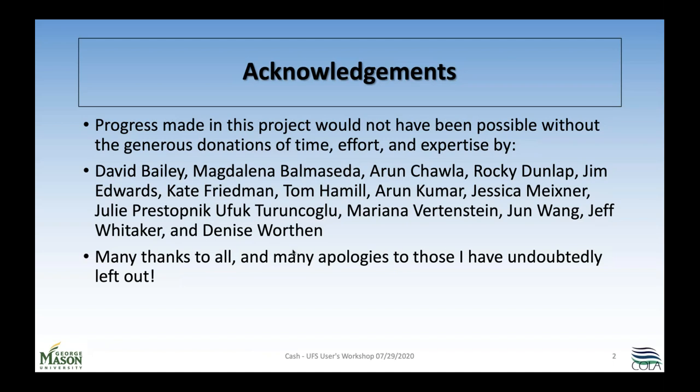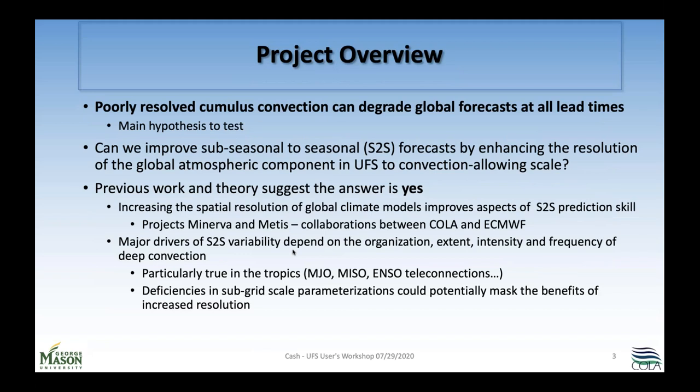To give an overview of our project, the hypothesis that we are interested in testing is that poorly resolved cumulus convection can degrade global forecasts at all lead times. And the follow-on to that is the question of whether or not we can improve subseasonal or S2S forecasts by enhancing the resolution of the global atmosphere component in UFS to convection allowing scales. There's quite a bit of previous work in theory to suggest the answer to this question is yes.